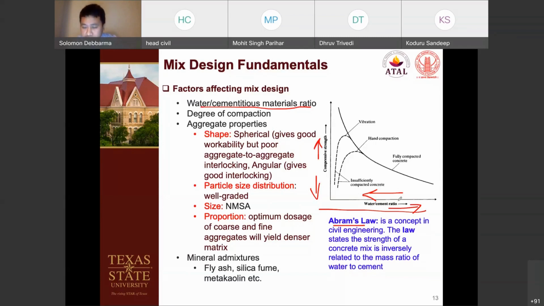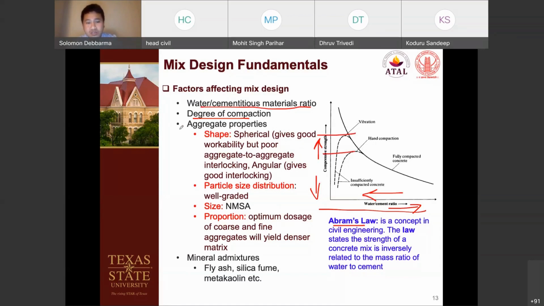So the water cement ratio is very important. And then yes, the degree of the compaction also plays a very important role in the mix design. So here you can see the hand compaction gives us a lower strength, but if you go for the vibration, it will give us a much higher strength, right?